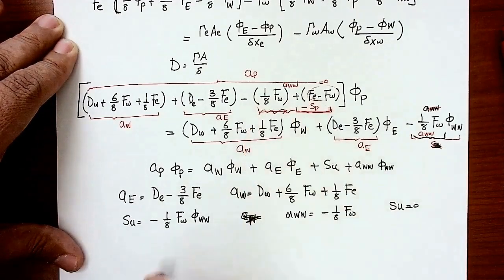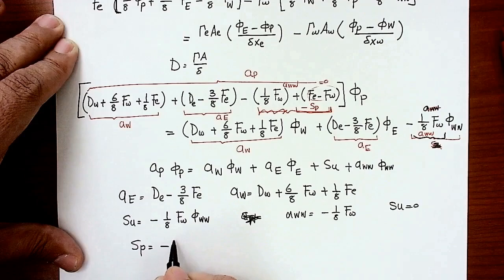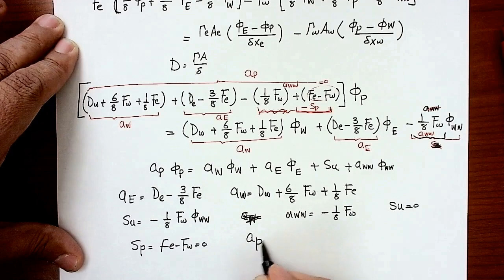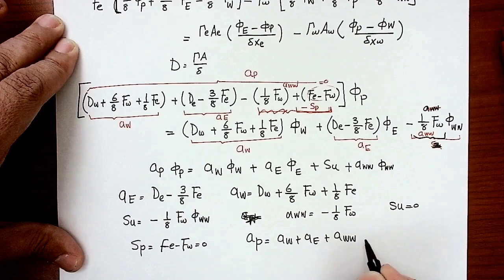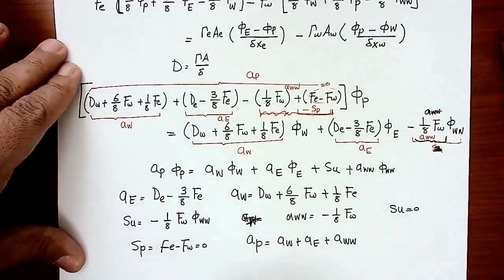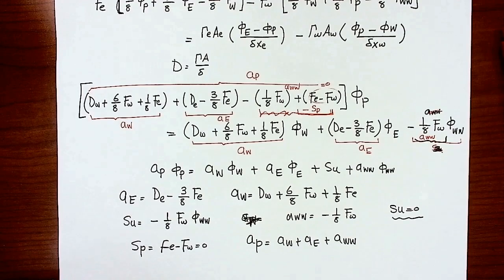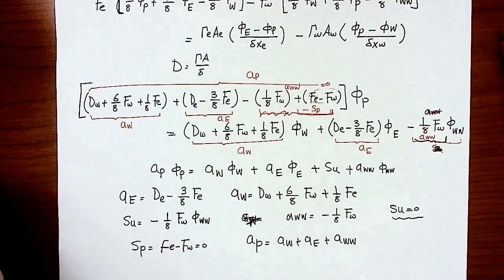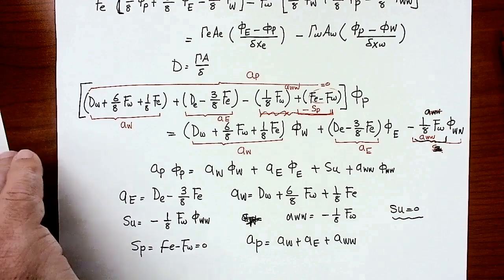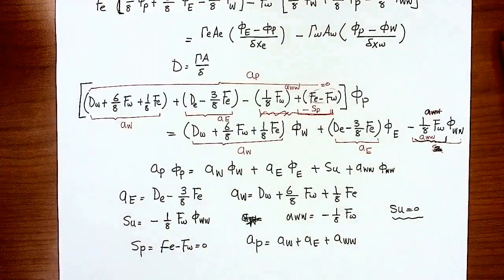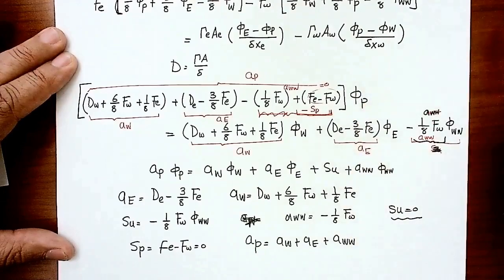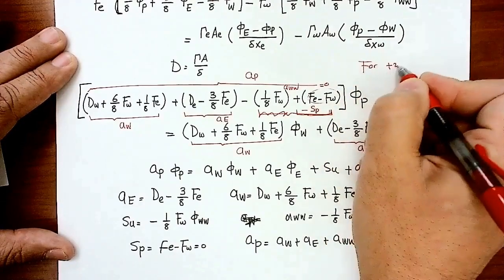So we got AWW. My SP is actually equal to FE minus FW, which I know is 0. And now AP will be AW plus A East plus AWW plus 0. So that's going to be the final term here. So actually, SU will be 0. That's correct. Okay, so that's for positive flow direction. If you do negative flow direction, you maybe get different coefficients. So that's for positive flow.